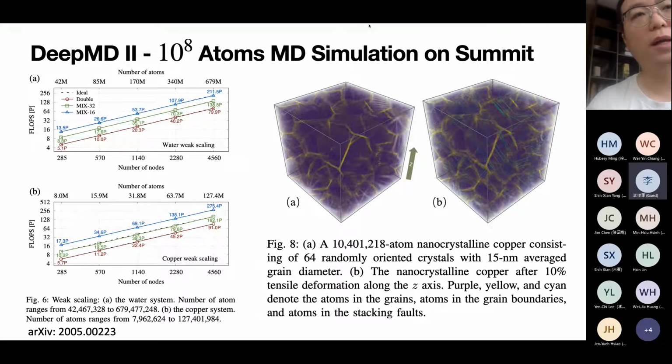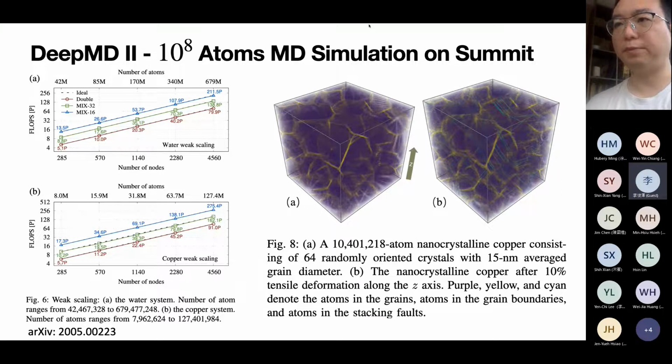And then for copper, they went up from 8 million copper atoms to 127 million copper atoms, and the number of petaflops that they executed was 10 petaflops up to 160 petaflops. Basically, it shows that their architecture scales well on a supercomputer. By increasing the number of nodes and flops, they are able to scale to larger and larger systems.